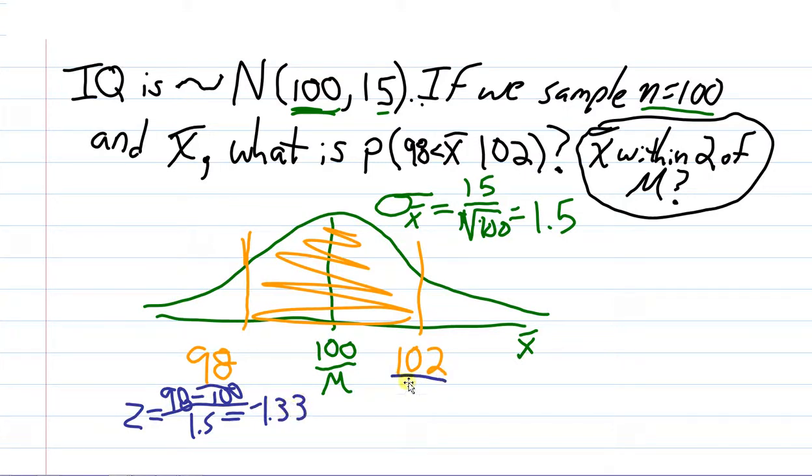This z-score is going to be 102 minus 100 divided by 1.5. Let me just make sure I'm doing that in my head here. Yeah, 1.33. That's going to be a z of positive 1.33. And so what we need to do is we need to take those to our z table and look them up. So let's do that.